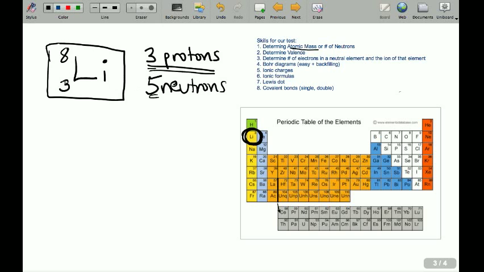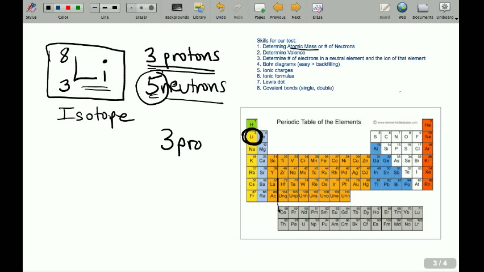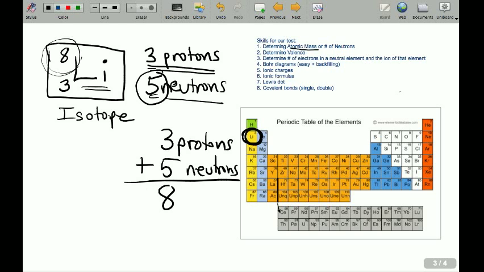Sometimes you get something easy like 6 up here, but if you get an 8, that tells you that you have what's called an isotope. An isotope is a version of the element that has an extra or different number of neutrons. So you can have 3 here, 4 here, 5 here. Those are called isotopes. So knowing that, if I give you just the neutrons, you can figure out total mass: protons plus neutrons. And that gives you 8. And that's why that's here.